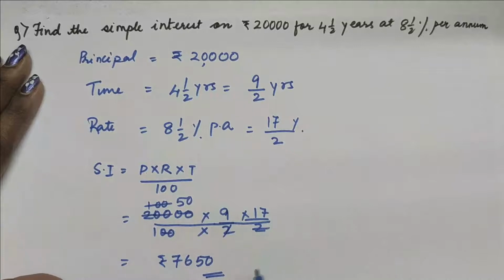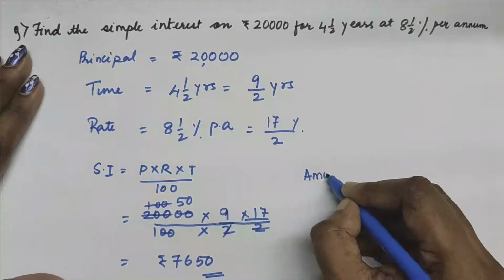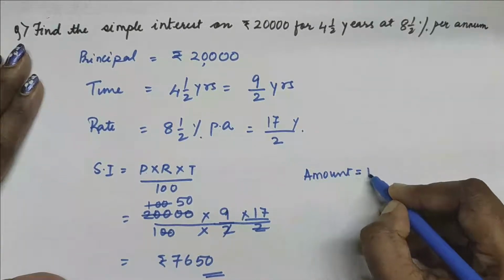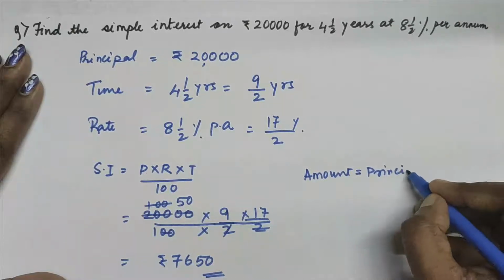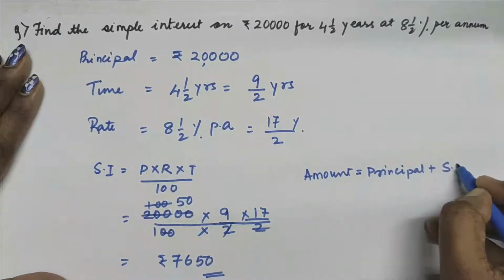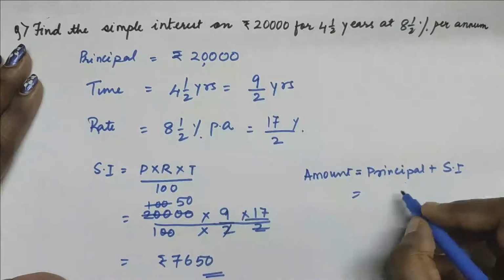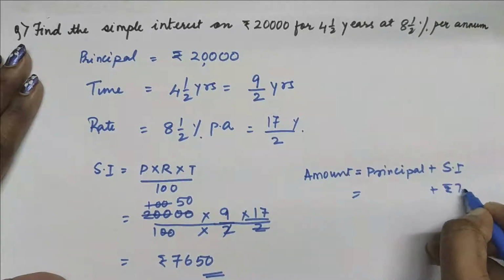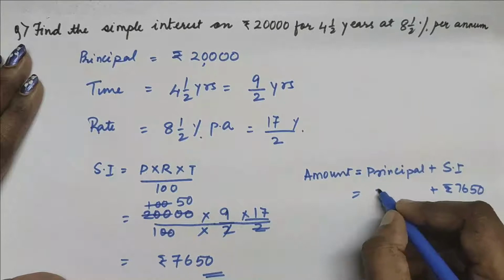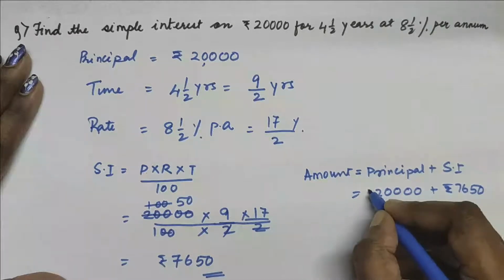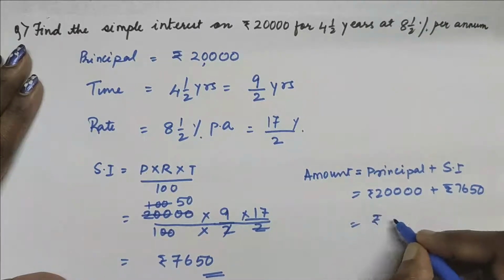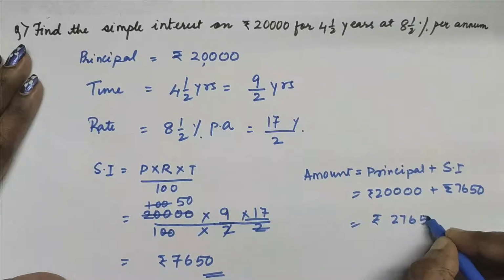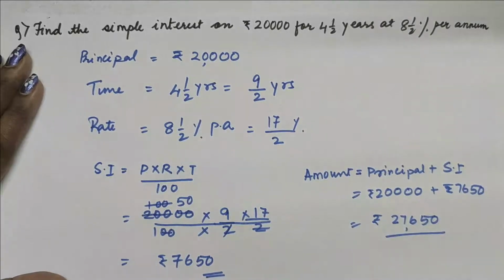If it is asking you to calculate the amount, students remember, the amount is calculated with the formula principal plus the simple interest. So you know that the simple interest is now rupees 7650 and the principal was 20,000. So the total amount would have been 27,650.